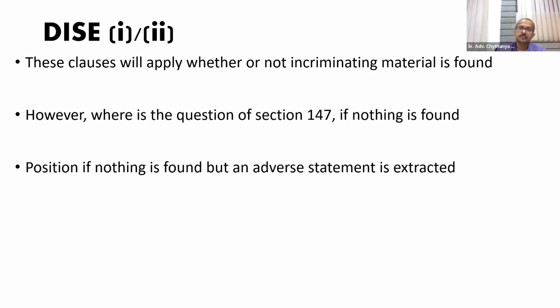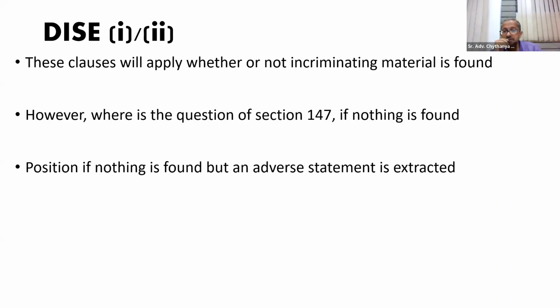He will straight away issue me notice under 148. Then I'll ask him, on what basis you have said that there is income escaping assessment when in my search nothing is found? Then he has to reply by a speaking order. If his reply is not to your comfort, you can take it in a writ petition. Sometimes they conduct a search in a place, nothing is found, they extract an adverse statement, which you may later on retract. Same procedure will have to be followed.